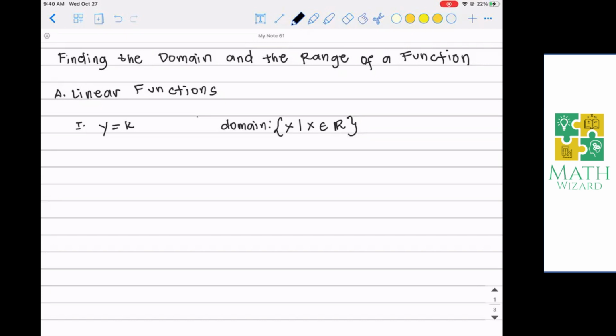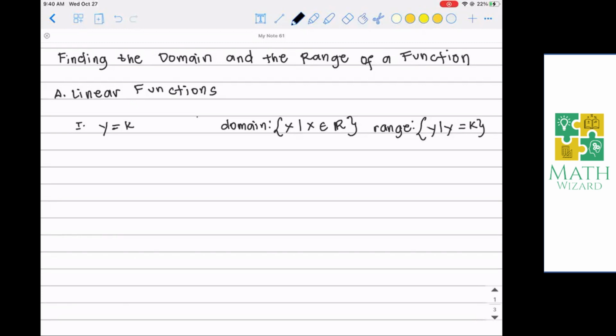Ibig sabihin nun, kapag ang i-plug in natin all the real numbers, automatically, syempre, ang magiging result natin, all the real numbers. How about the range? In getting the range naman, that would be y, such that y is equal to k. Again, if it's in the format of y is equal to k, ang domain natin ay all the real numbers. Sinusulat natin yun as x, such that x is an element of R, meaning all the real numbers, yung na-mention kanina. And for finding the range naman, y, such that y is equal to k.